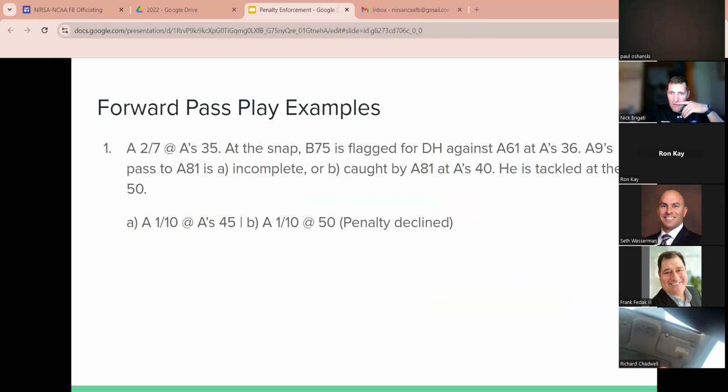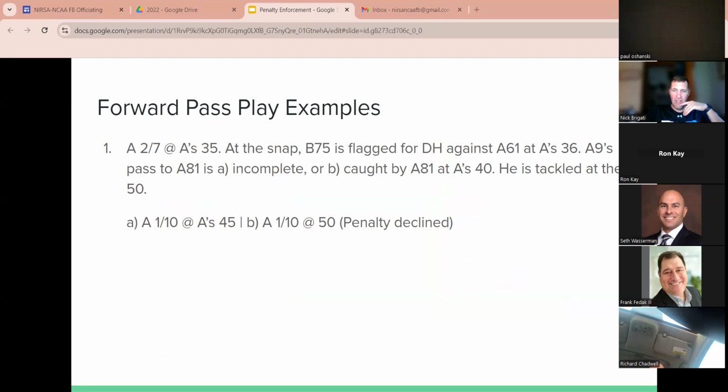Hang on a second. Is the presentation advancing correctly? Everybody sees that example that I just read? It is now. Now we do. Yep, yep. Thank you. Okay, great. Don't know why that took so long. Apologies.